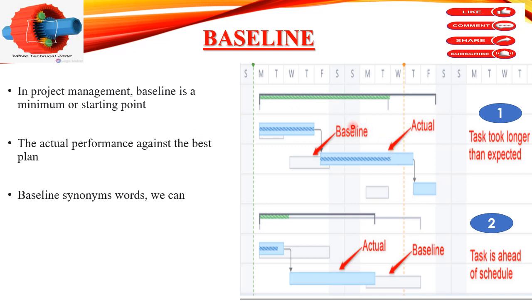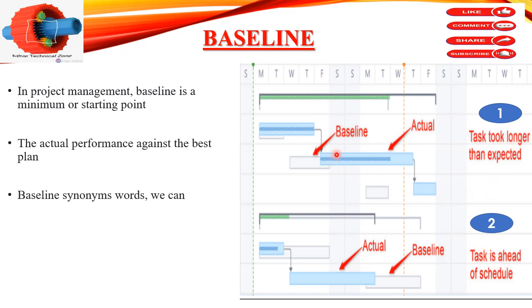In this bar chart, as you can see here on my right side, you can see the two lines. This is a baseline and this is an actual. As you can see in the picture, there are two conditions.